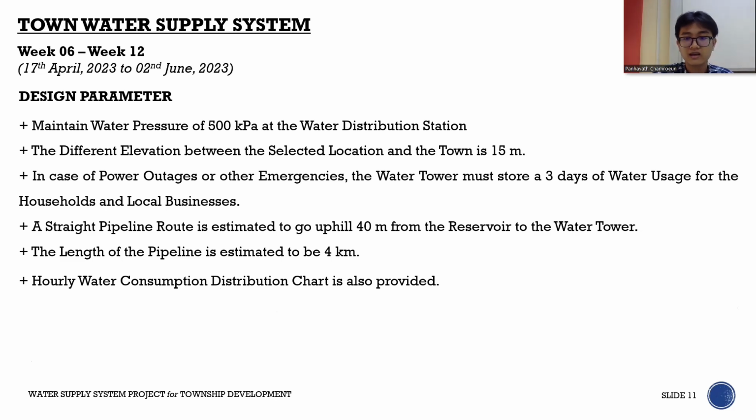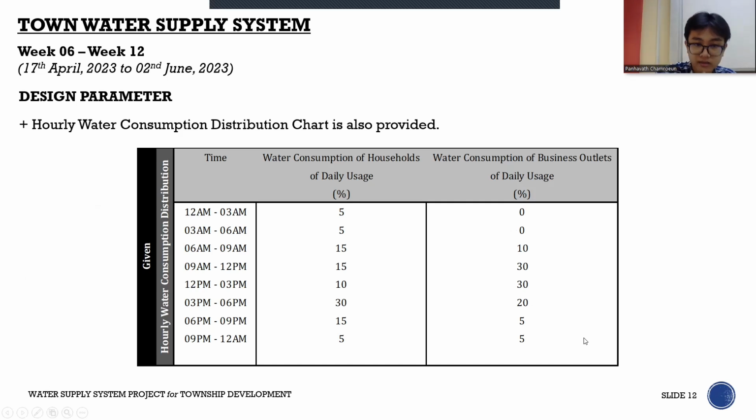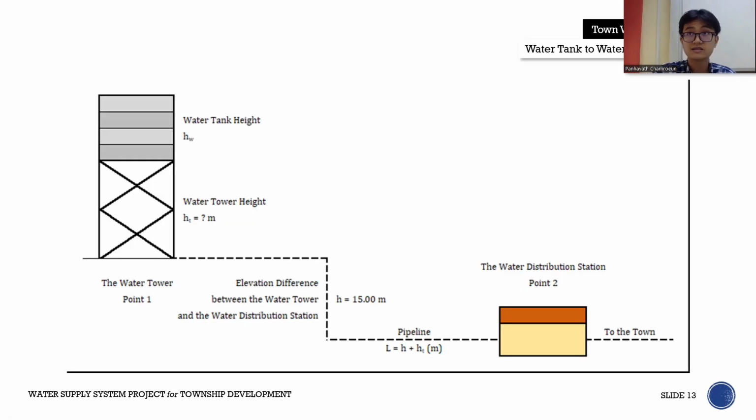They have also provided us with a water consumption chart. As you can see, the left is for households and the right is for business outlets. Since the town water project is very big in scope, we have decided to divide it into two. First, let's talk about our first section, from the water tank to the water distribution station. What factors do we need to consider for this section?